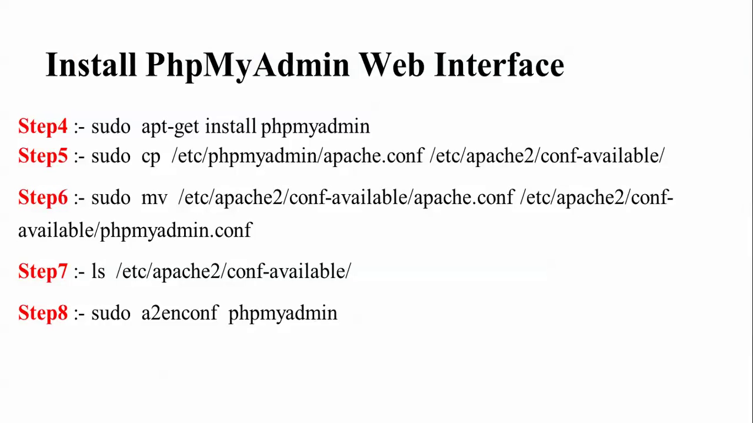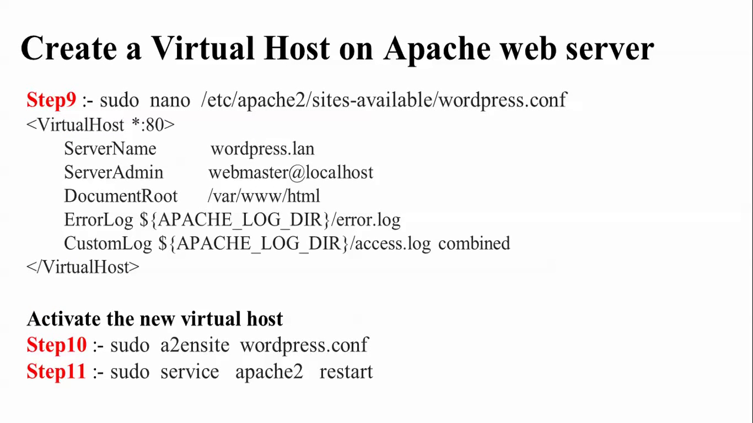So the installation of the phpMyAdmin web interface, which I have configured from step 4 to 8, has been completed just now, you see. Next one is to create a virtual host in the Apache web server. For that one, this is the command. We need to edit the configuration file for wordpress.conf. In that one, I'm going to add the virtual host port number, web server name, and server admin. Then I'm going to activate the new site, which means we need to restart Apache as well.